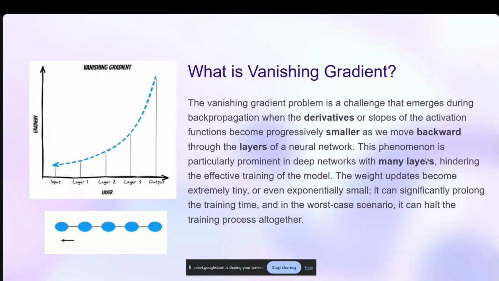The problem is especially common in networks using sigmoid or tanh activation functions. Both of these functions output values between 0 and 1, or -1 and 1 for tanh. When we multiply many such small numbers during backpropagation, the result becomes exponentially tiny, just like repeatedly multiplying fractions. In essence, the signal that guides the learning fades away as it moves backwards through the network. This is what we refer to as the vanishing gradient problem. Avi, could you show the next slide?